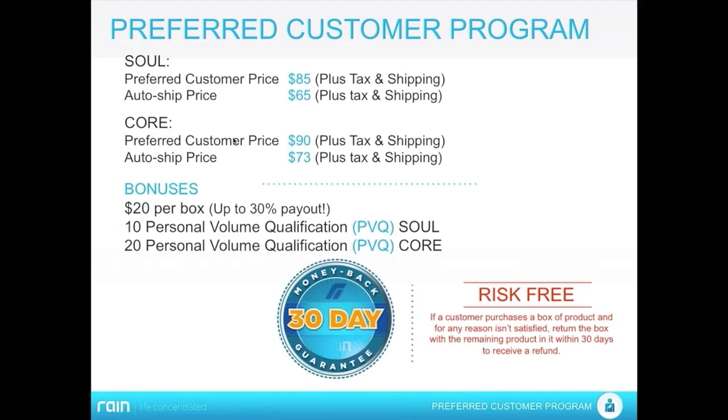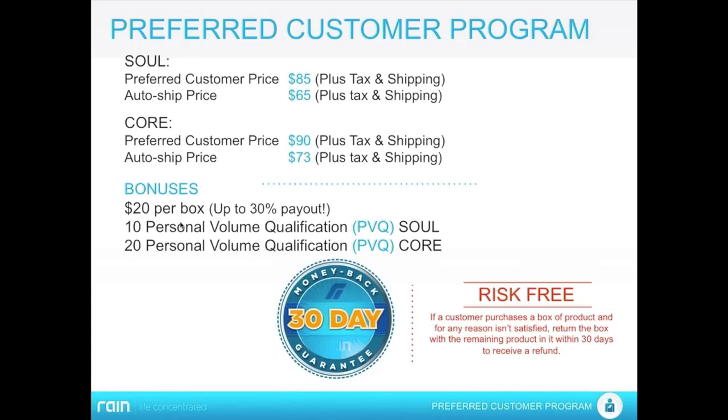Bonuses that are paid out, $20 per box. $20 per box, regardless if that's one customer buying 10 boxes or 10 customers buying 1 box. Every box, you as their enroller will receive $20. Plus, you'll also receive 10 personal volume qualifications for Soul if they buy Soul, and you'll receive 20 personal volume qualifications if they buy Core. Okay? Now, these personal volume qualifications will go towards your PVQ for the requirements on that rank.